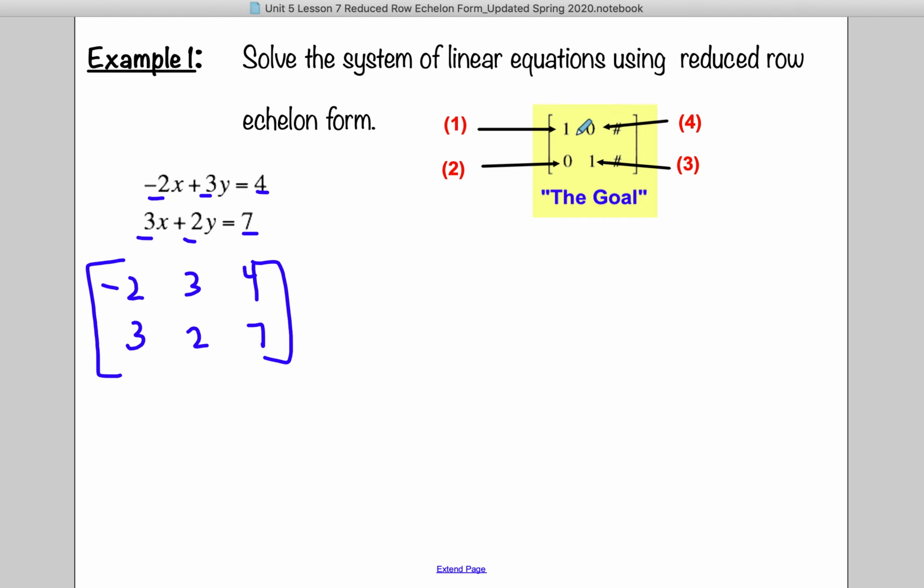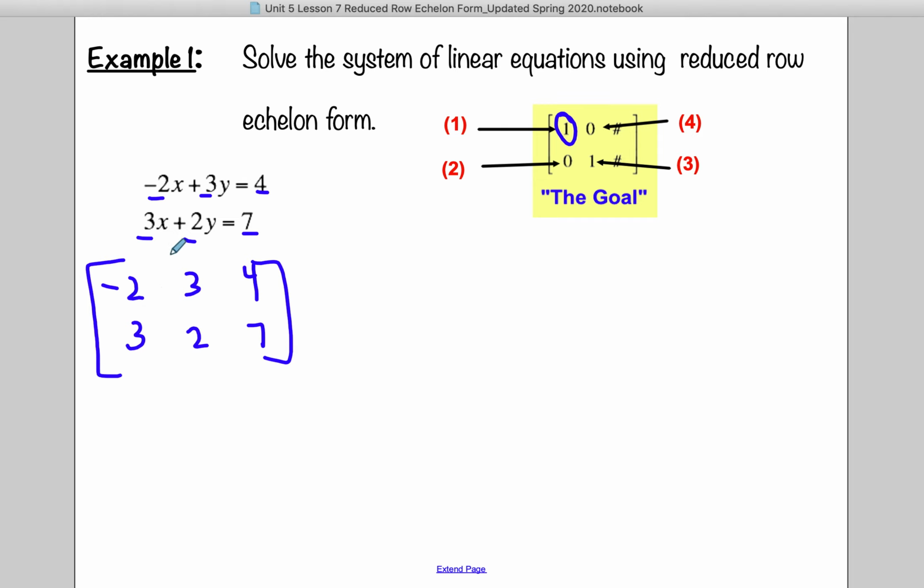Okay. And I always go in this order: I always make this element be the number 1. Then I move on and I make this element 0, then this element 1, and lastly I make this one 0. So we go in this counterclockwise rotation, and we always start with this element right here. Okay, so our first goal is to make this be the number 1.